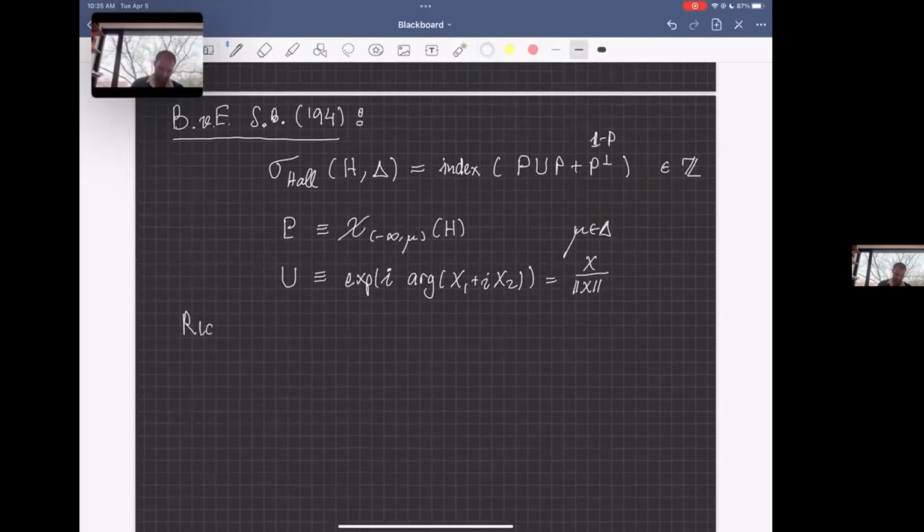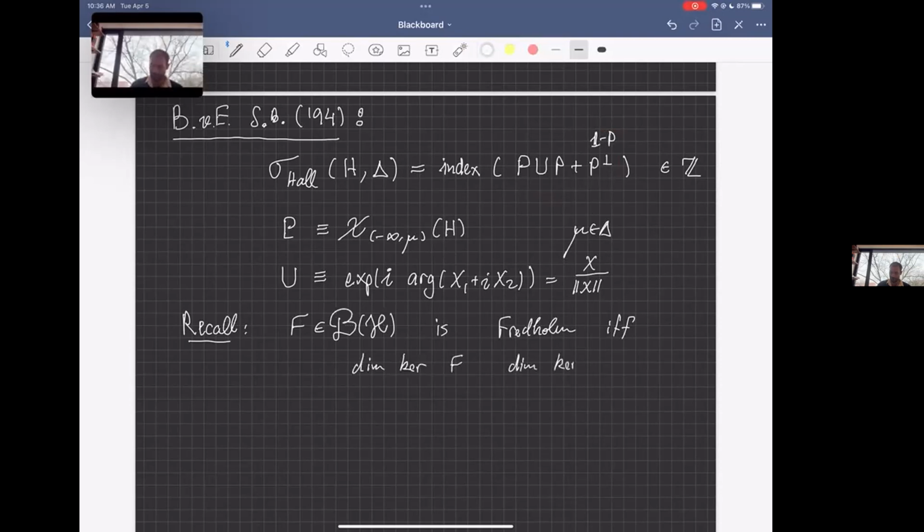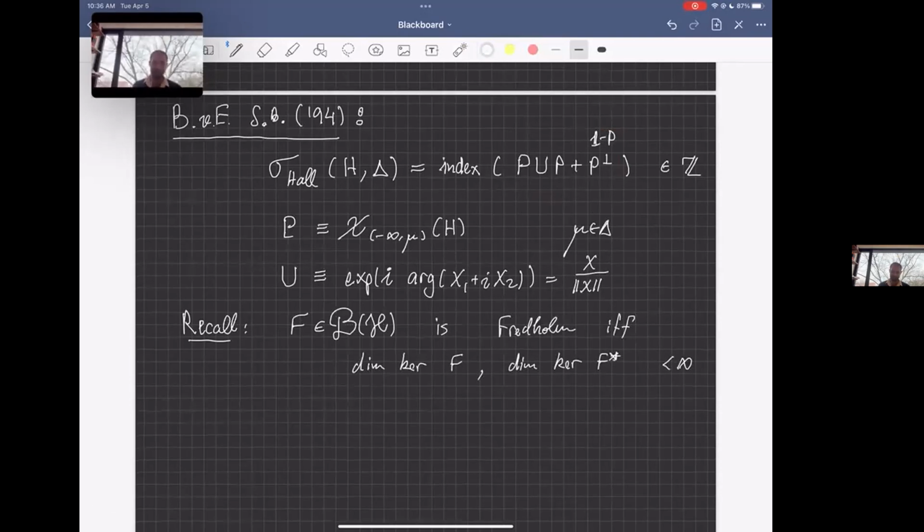And again, I apologize to those people who are bored by this, but I prefer not to assume that this is general knowledge. So an operator, a bounded operator, and this is a bounded operator, right? Because it's just a combination of projections and unitaries. A bounded operator on Hilbert space is Fredholm if it obeys the following properties. So the kernel of F and the kernel of F star are both finite dimensional, and furthermore the range of F better be closed.